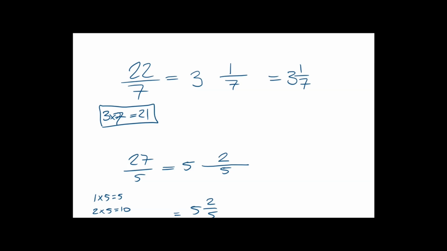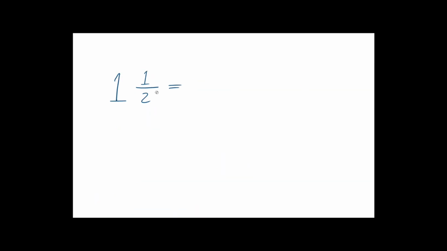Okay, anyway, back to where we were. The algorithm to changing a mixed number into an improper fraction is this. It's going to be the number out the front, the whole number, times the denominator, adding to the numerator. Okay, so in this time, 1 times 2, so the 2 stays there. 1 times 2 is 2. 2 plus 1 is 3.